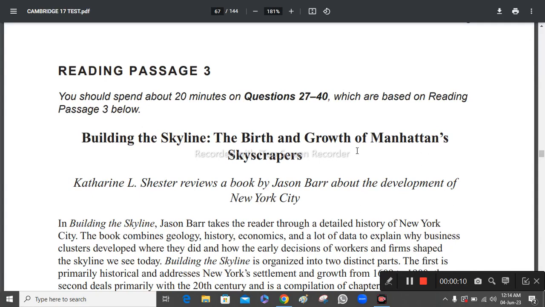Building the Skyline: The Birth and Growth of Manhattan's Skyscrapers. Catherine L. Schuster reviews a book by Jason Barr about the development of New York City.